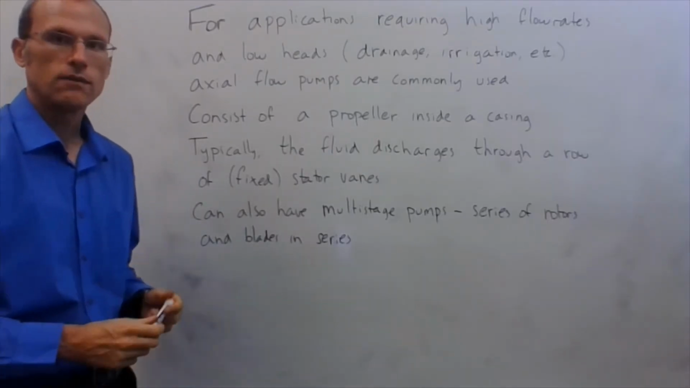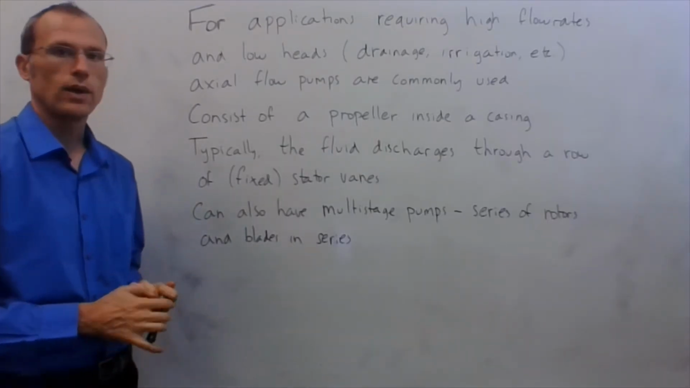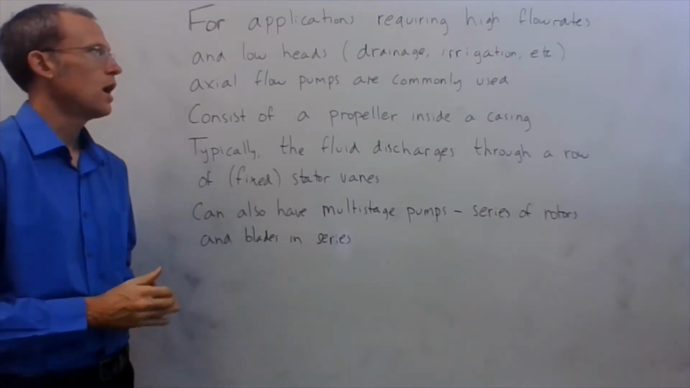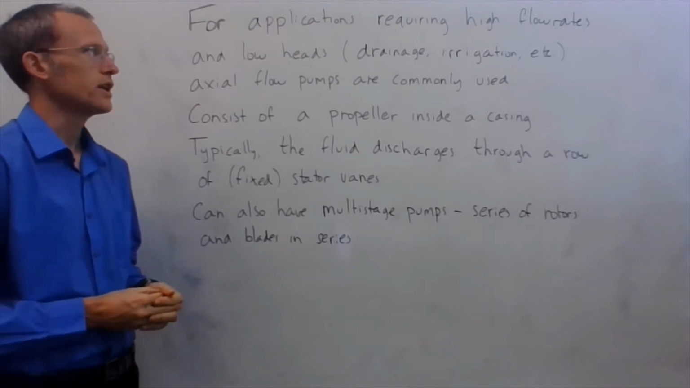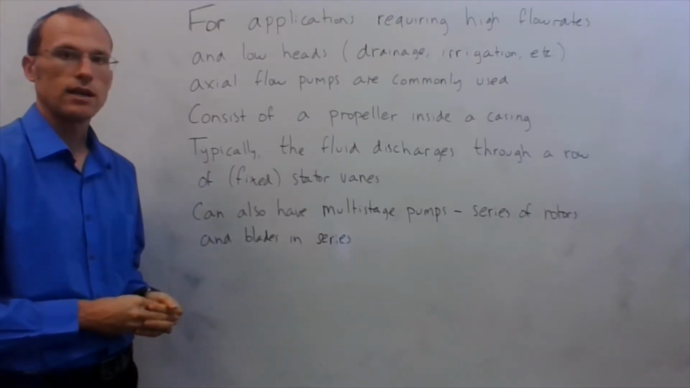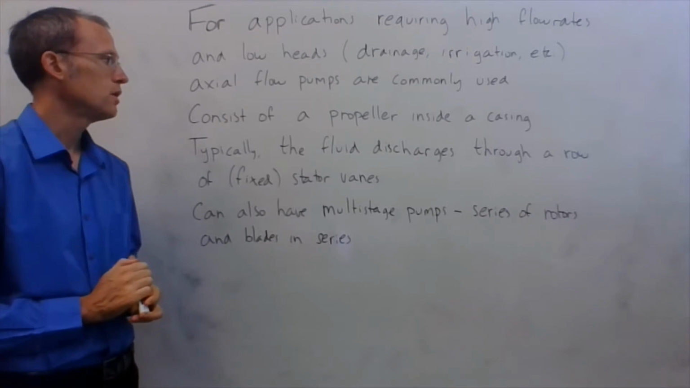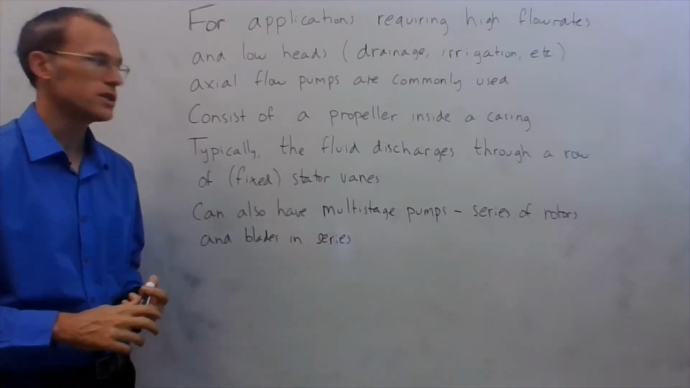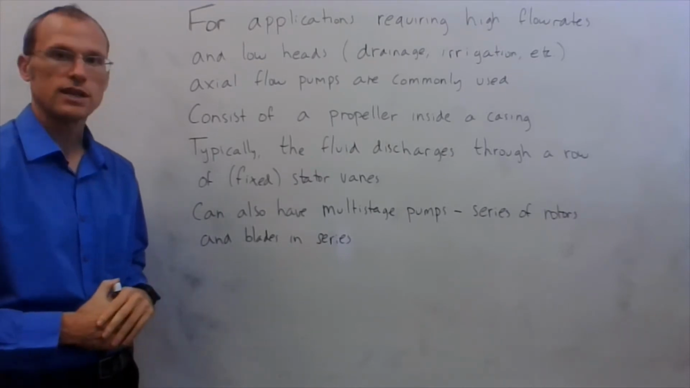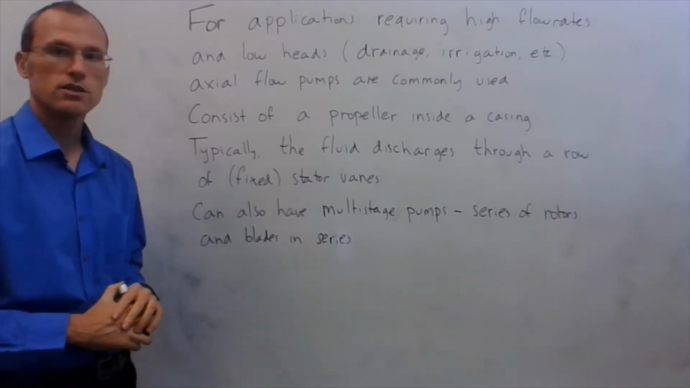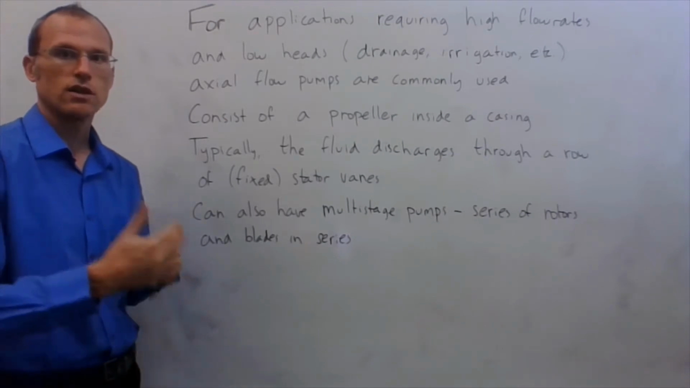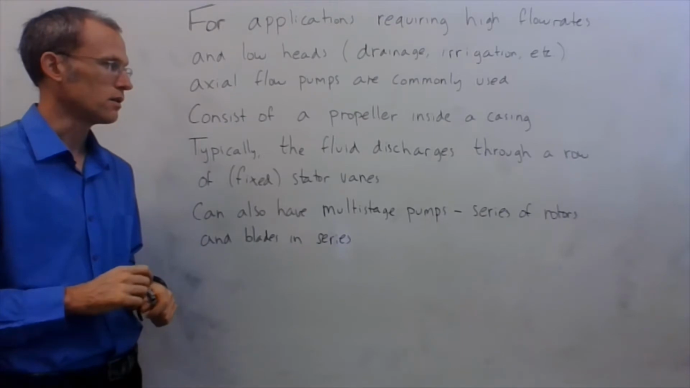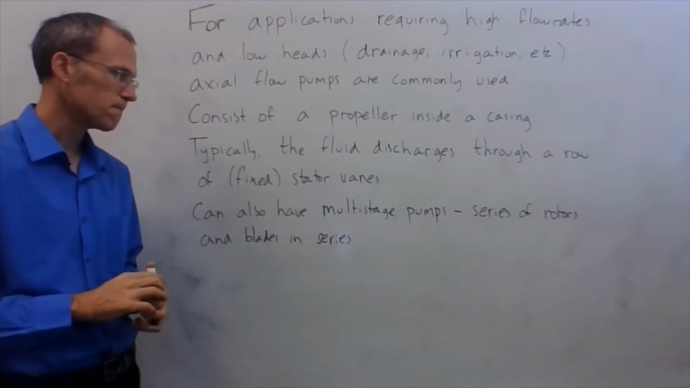So we have an application that involves a high flow rate and a low head, a high value of specific speed that we saw last lecture. This happens in things like drainage and irrigation. Generally we use an axial flow pump. Since this is some sort of propeller inside a casing, typically the fluid discharges through a fixed set of stator vanes, and you can also have multi-stage axial pumps, a series of rotors and stator vanes, each increasing the flow rate as it goes through.